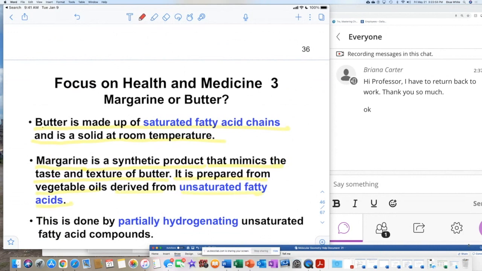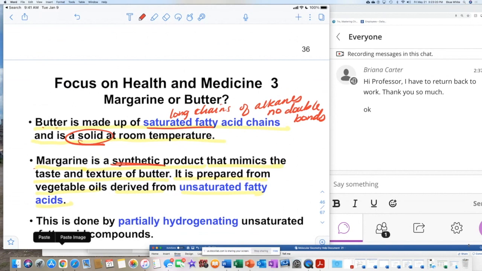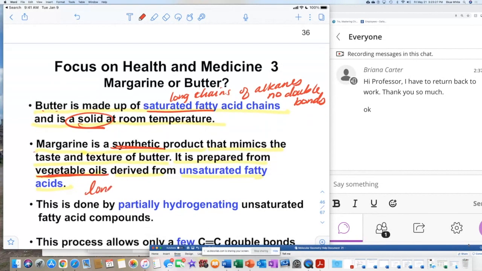Okay, so butter is saturated, right? Long chains of alkanes. No double bonds. That's why it's packed so tightly and it's a solid. Margarine, though, is synthetic. It's made up. Margarine didn't start off as a solid, it got made into a solid. So how do they make a solid? They start off with vegetable oil. Oh, they start off with long chains that had double bonds.